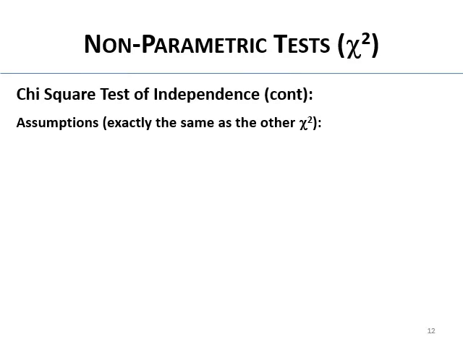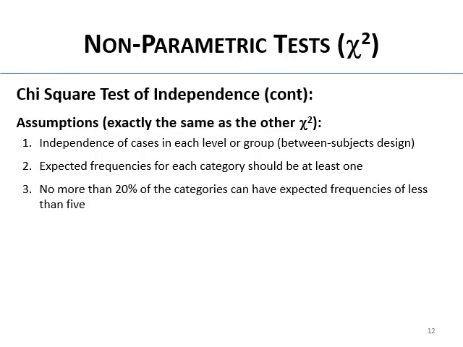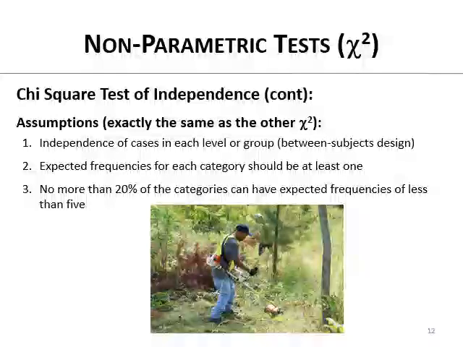So the assumptions are exactly the same as the other chi-square, so they're weird. Independence, that is, you have a between-subjects design, each thing or person is only counted once. The expected frequencies for each category are at least 1. And no more than 20% of categories have an expected frequency less than 5. So if you run into number 3 there, you just start combining categories, is basically what you do, so you can still do the test. It's a weed whacker test.